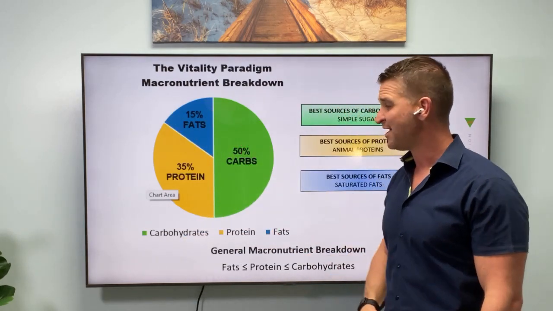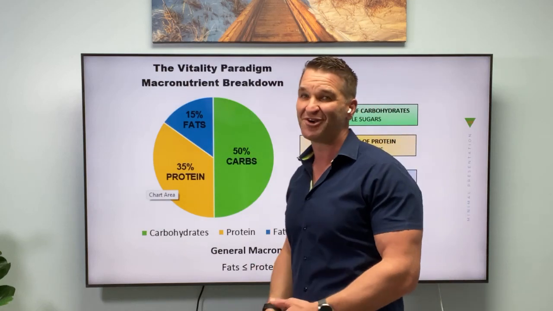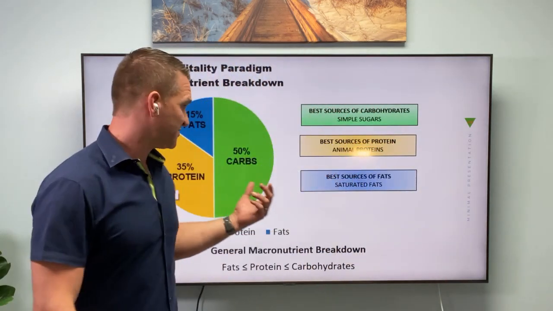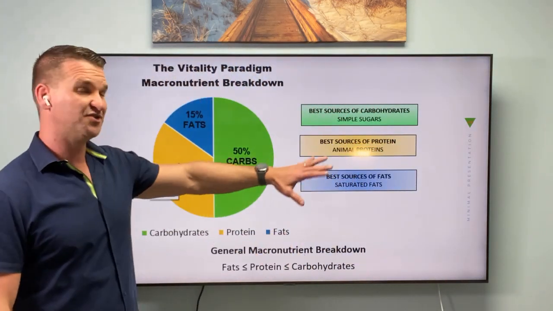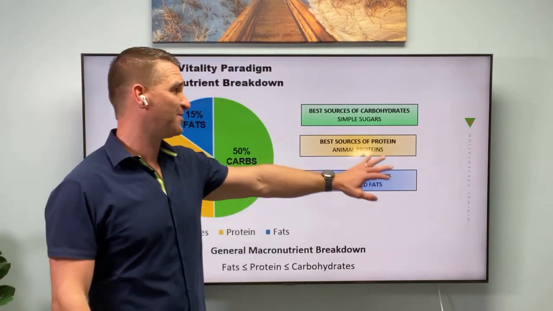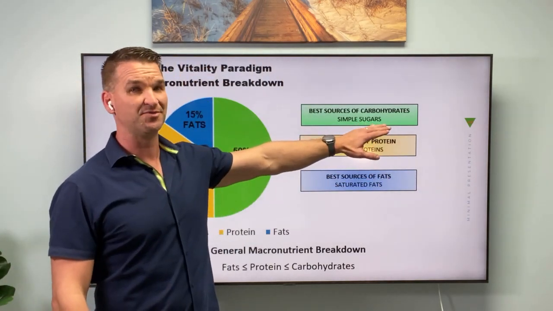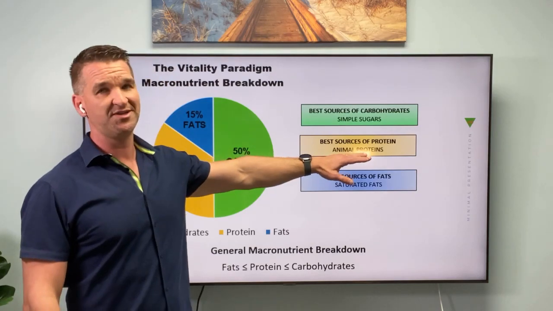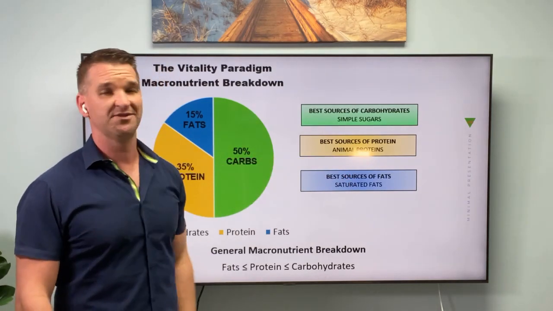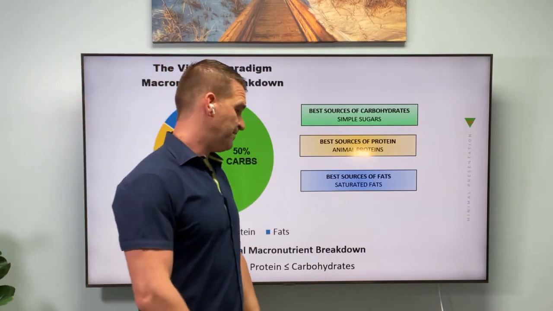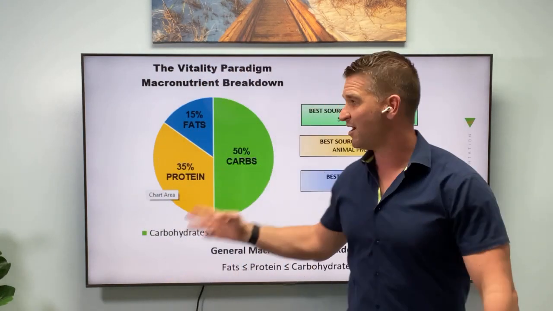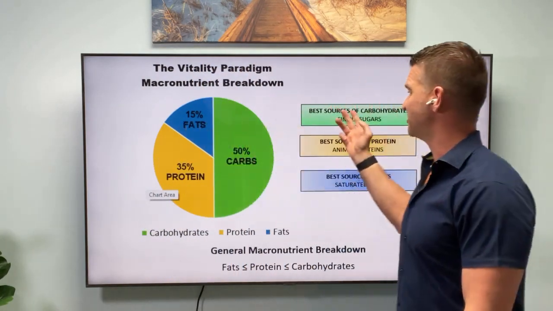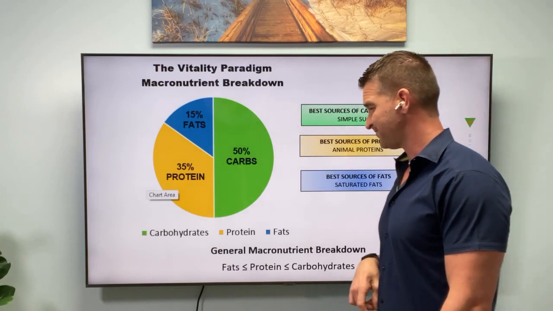So again, this is very general. And obviously we're going to talk right now about different types of carbs, best kinds of proteins and fats. And so just a real quick overview here. The best source of carbohydrates are simple sugars. The best sources of proteins are animal proteins, and the best sources of fats are saturated fats. So we want the majority of carbs, protein, and fats to be simple sugars, animal proteins, and saturated fats.